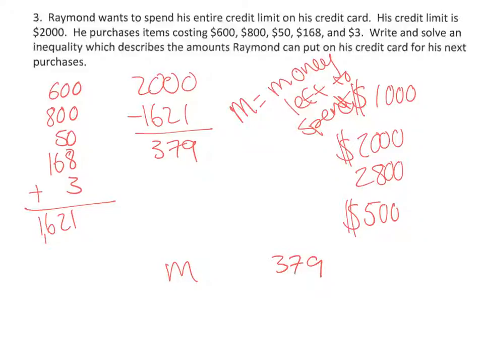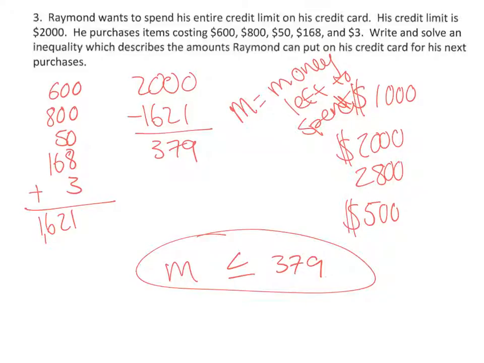So can he spend more than 379? No. So what symbol am I gonna use? Less than or equal to. All right, so less than or equal to, because he has 379 left to spend. Okay? Any questions?